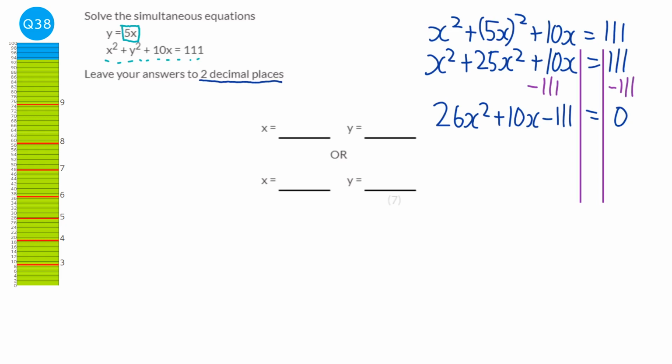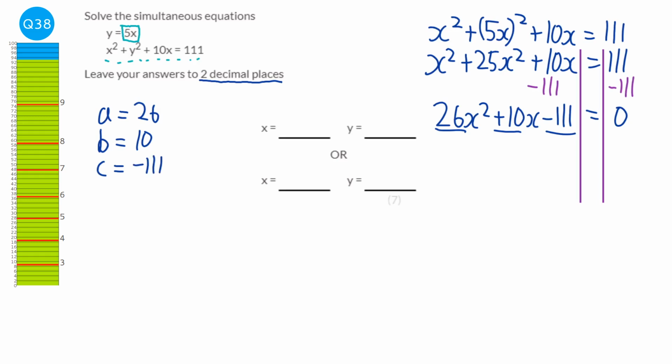It's a calculator question. Chances are we're going to be using the quadratic formula. So for the quadratic formula we need to find out what a, b and c are. A is the coefficient of the x squared, which is 26. B is the coefficient of the x, which is 10. And c is the number on its own, which is minus 111.